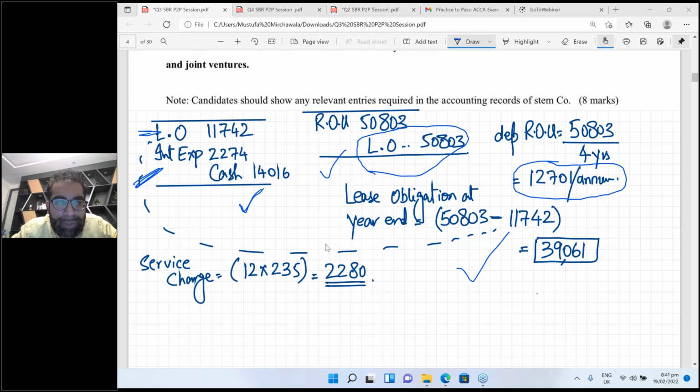11742 is calculated by taking the difference between cash payment and 2274. It's a balancing number.